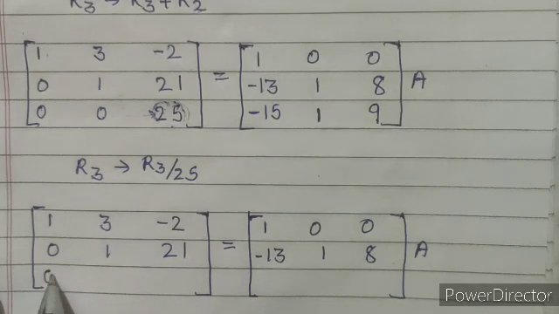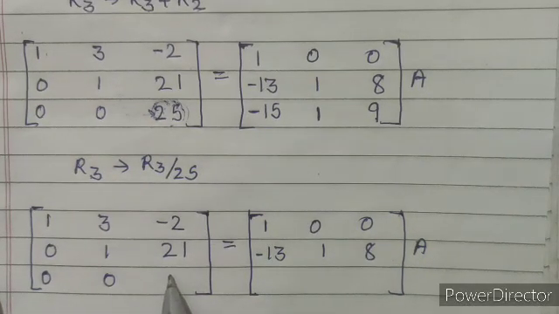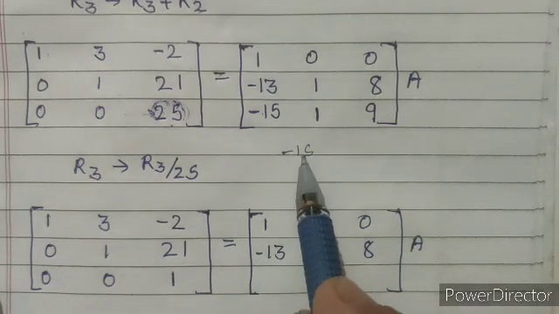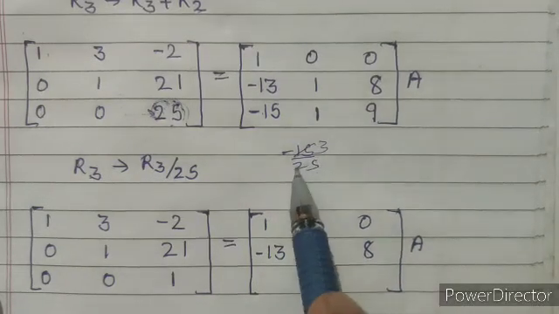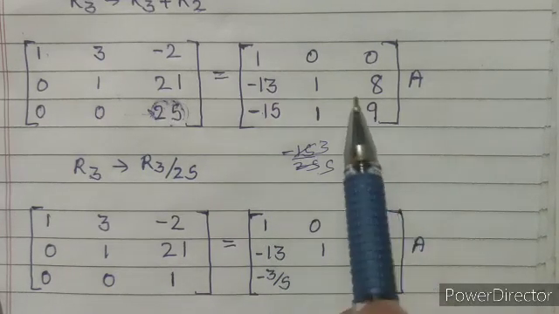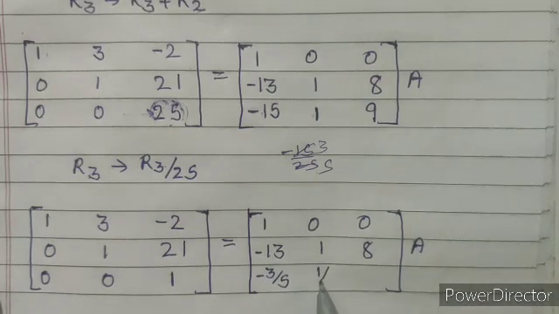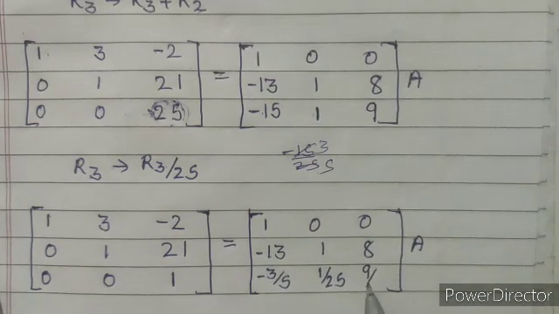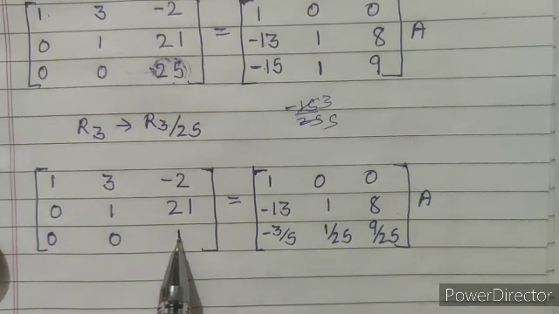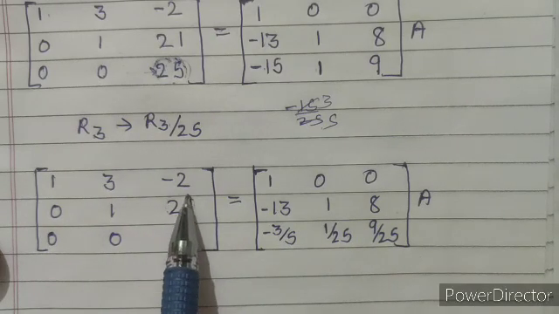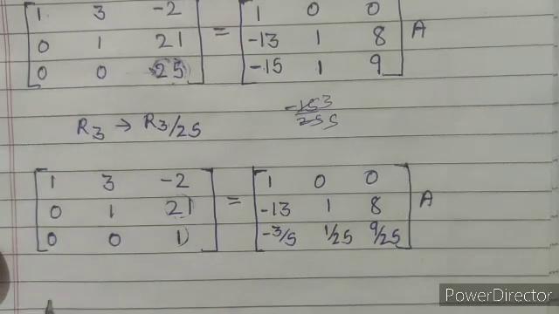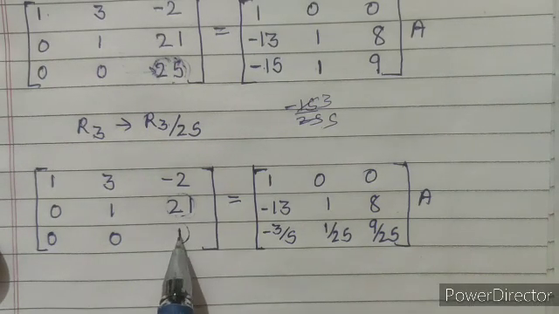That is 0 divided by 25 will be 0, 0 divided by 25 will be 0, and 25 divided by 25 will give us 1. Here minus 15 divided by 25 will give us minus 3 by 5. Now 1 divided by 25 will be 1 upon 25, and 9 divided by 25 will be 9 upon 25. Now after converting the third element of row 3, we need 0 in place of 21.